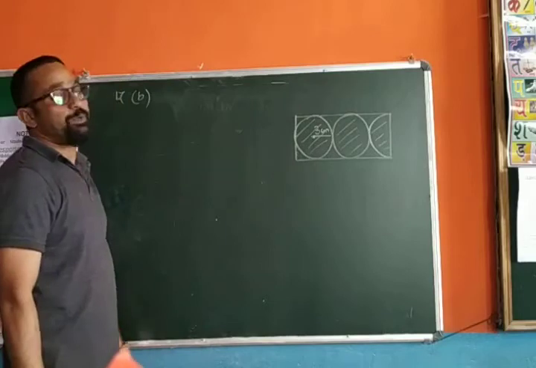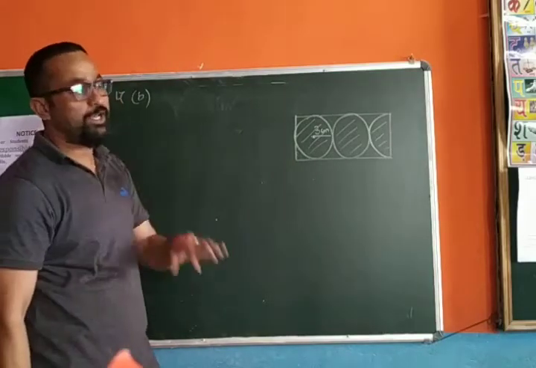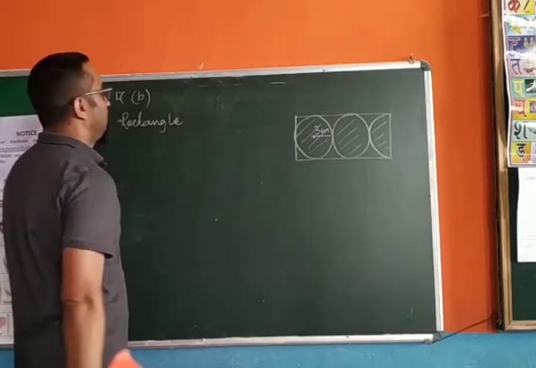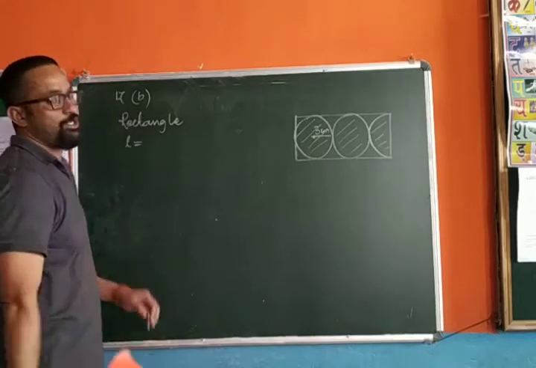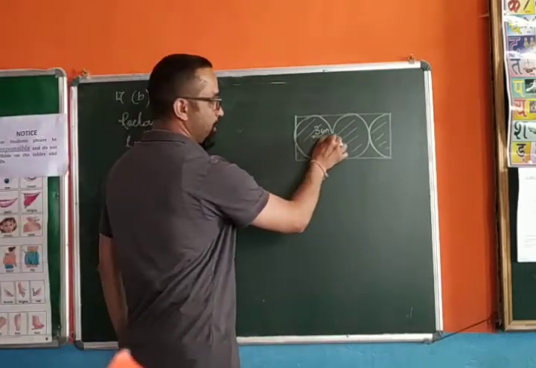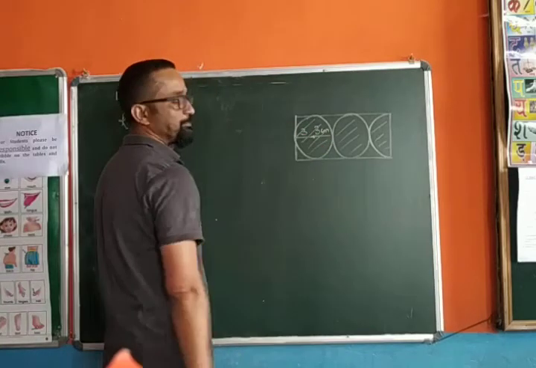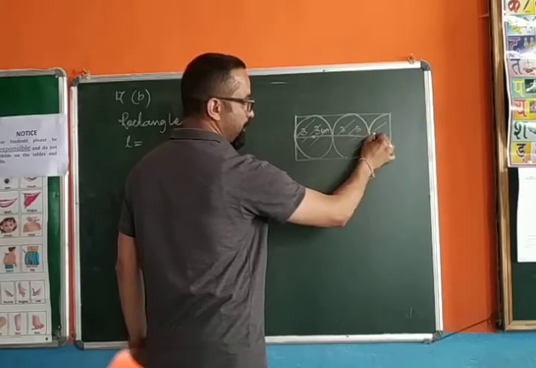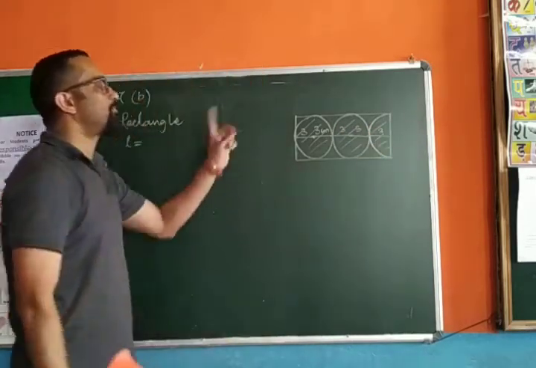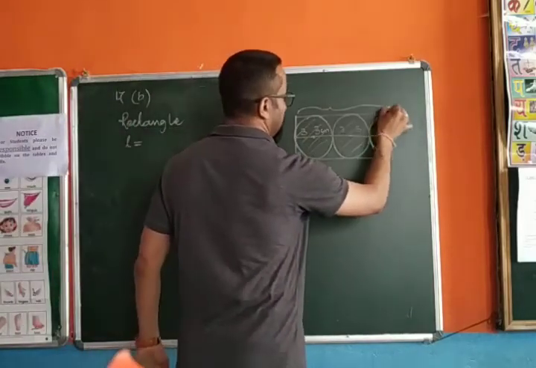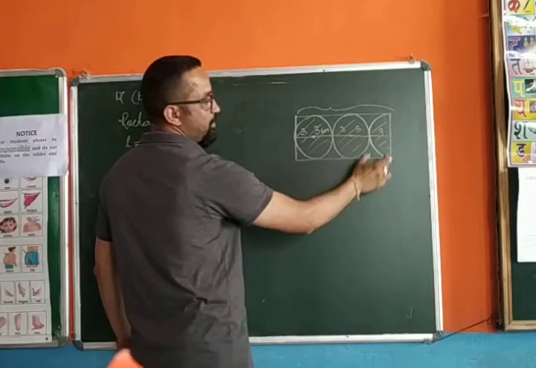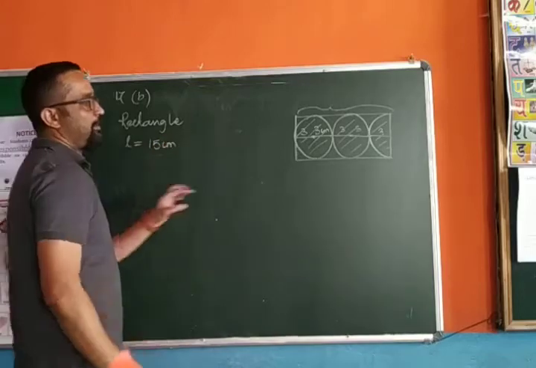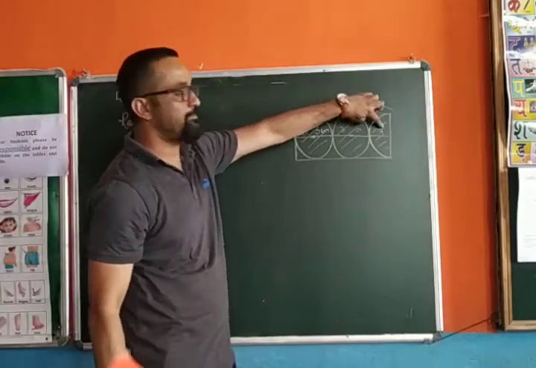So you need to separate the diagram and write down their dimensions. Rectangle, length, look at the calculation of length. Since radius is 3 out here, this side will also be 3. Same circle, so radius is 3, other side radius will be 3, radius is 3. So length of the rectangle is addition of 2 diameters and 1 radius, which is equal to 15 centimeters. 3 plus 3 is 6, 12, 15.